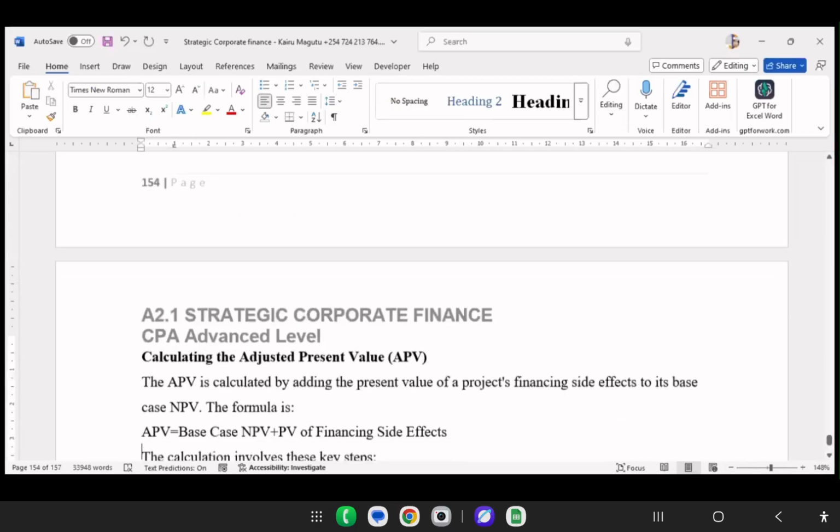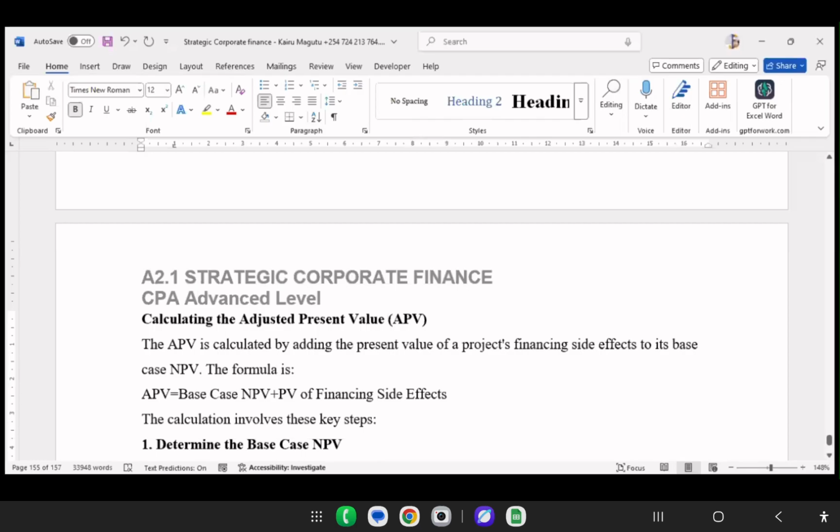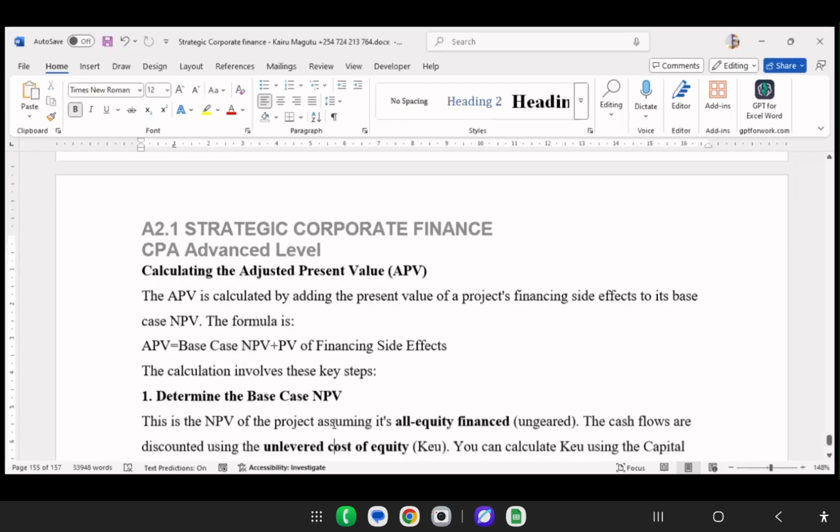Let's look at calculating the adjusted NPV, or the adjusted present value. The APV is calculated by adding the present value of the project financing side effect to its base case NPV. The base case NPV is the NPV of the project, assuming that it is fully financed using equity. So we use the cost of equity as the discounting rate. That is called the base case NPV. Then you add the present value of financing side effects. And this is the way to go about it.